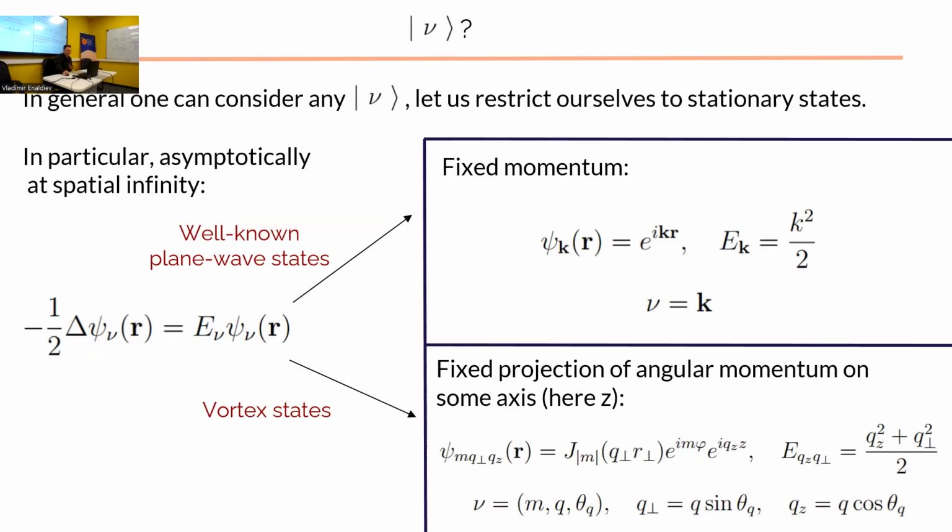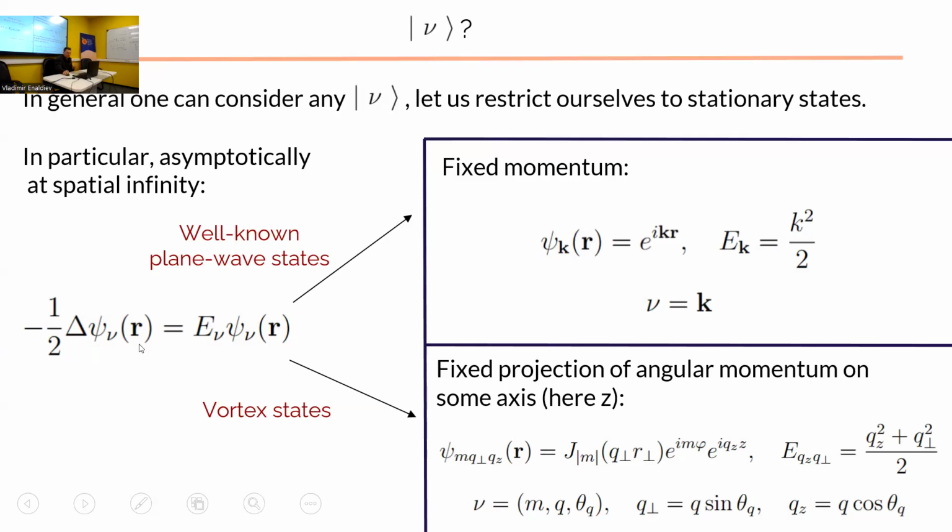So the set of solutions of this Schrödinger equation is normally considered to be plane waves. These are states with fixed momentum. So at infinity, electrons have fixed momentum k. And the quantum numbers here, because we have fixed total energy, are just the angles of the vector k. So we have two quantum numbers, theta and phi.